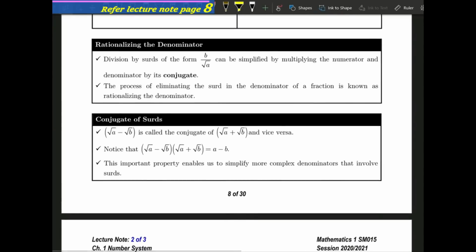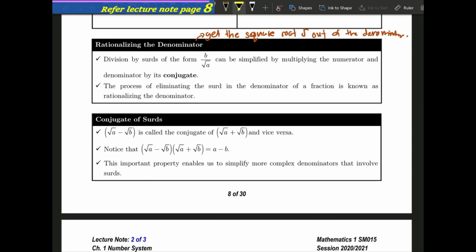Okay, next, rationalizing the denominator. What is this? It's actually the meaning of it. We just need to get the square root out of the denominator. We want to eliminate the square root in the denominator. Not the number, not everything. Just the square root we want to eliminate.